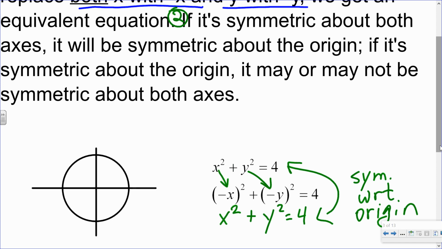If I did the test for x and y axes, if I changed just x to minus x but kept y the same, minus x times minus x would be x squared. I would have kept the y squared, so I would have had symmetry about the y-axis. Same thing if I kept x squared and just changed y to minus y. So it would have passed the symmetry with respect to the x-axis. So this one had all three.